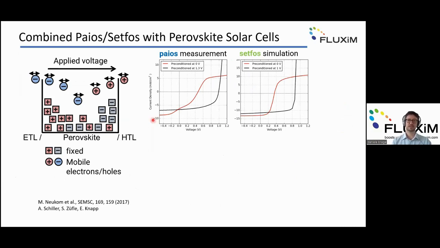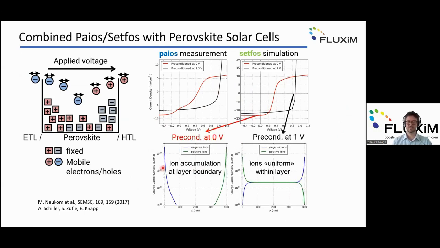In this case, we need a drift-diffusion equation for both electrons and holes, but also for anions and cations. We have a PIOS measurement, we have SetFos simulations, and with a different preconditioning of the solar cells, or a different steady-state voltage, we have a different distribution of the ions inside the active layer.